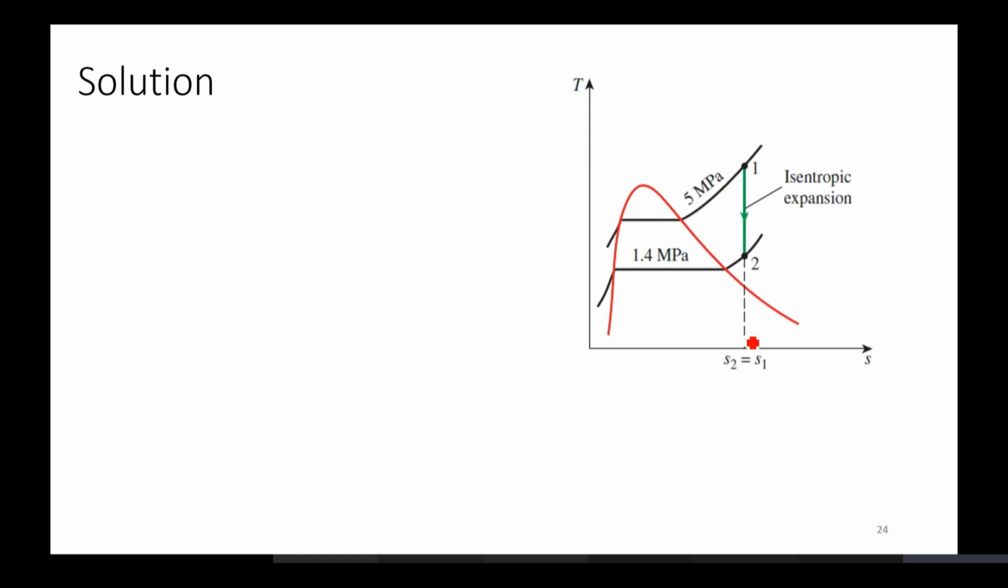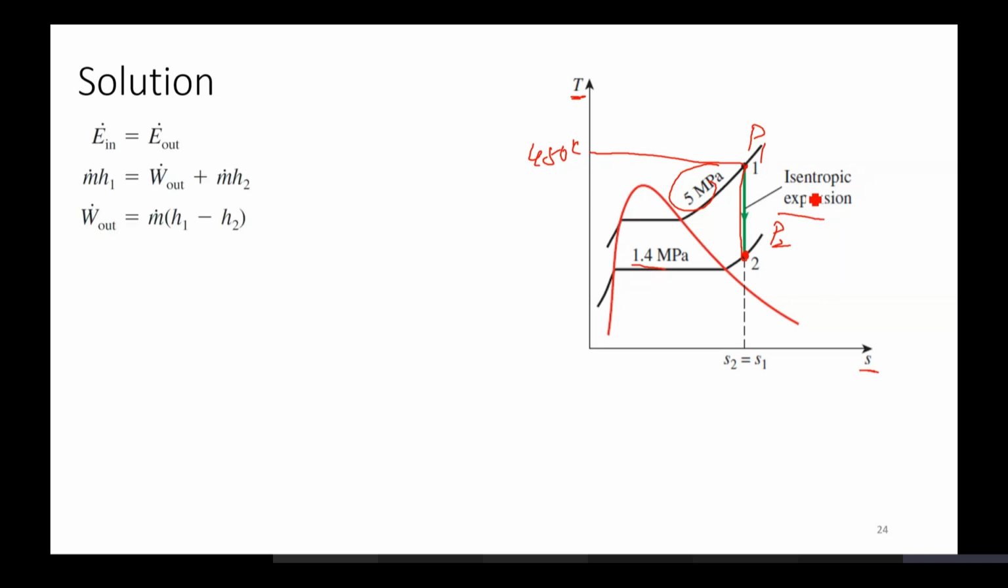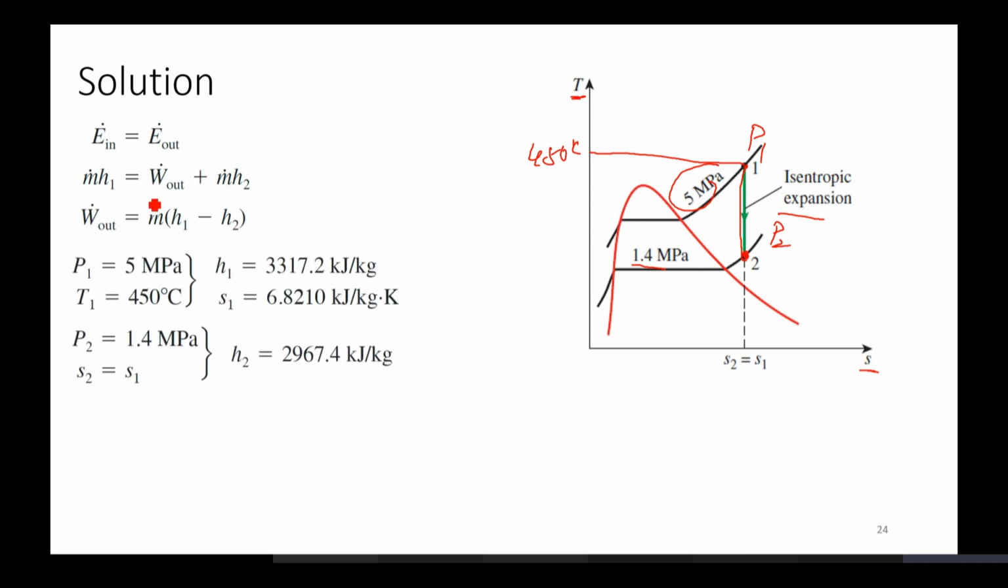So if you look at the process, the first state is 5 megapascal and the temperature is given to you as 450 degrees centigrade. You're representing the temperature entropy plot. This is P1, constant pressure line. For P2, which is 1.4 megapascal, you have a constant entropy process from 1 to 2. This is isentropic expansion. So E dot in equals E dot out, m dot H1 is equal to W dot out plus m dot H2, W dot out is equal to m dot (H1 minus H2).